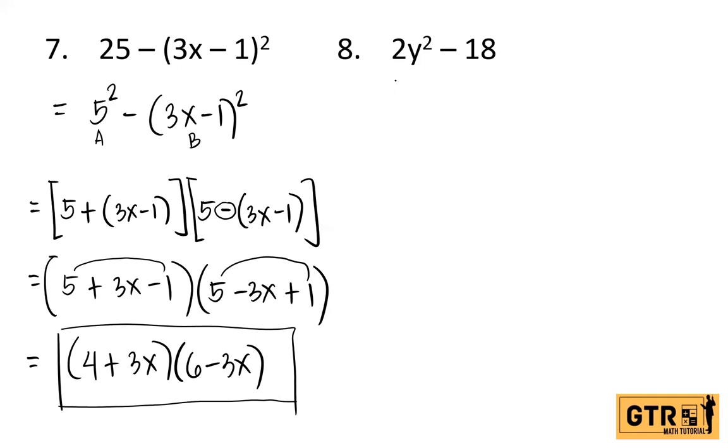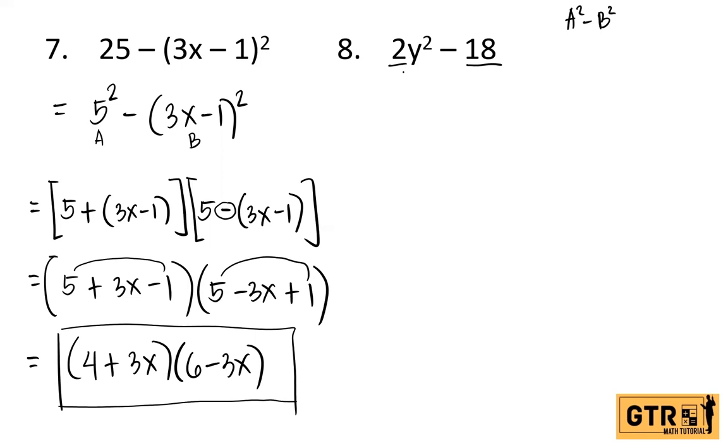Okay, so next, number 8, 2y squared minus 18. So this time, hindi perfect square. Paano kung hindi perfect square ang 18? Ang 18 hindi perfect square. Ganon din ang 2, hindi rin siya perfect square. So ibig sabihin, hindi pa natin pwedeng gamitin. Hindi pa. A squared minus b squared, hindi pa pwedeng gamitin.